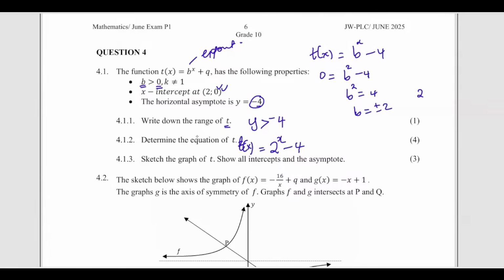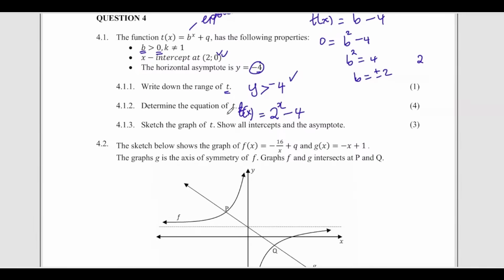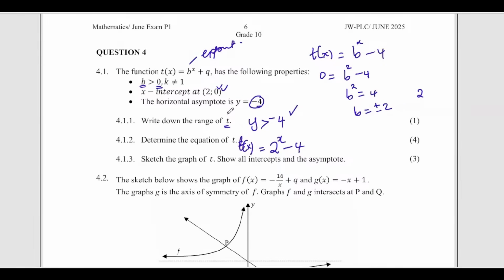So if b is greater than 1, it means that this asymptote is correct, or that range is correct. Okay, so what we needed for the equation: first replace the asymptote and then use these coordinates to do the substitution. Then they want us to sketch.